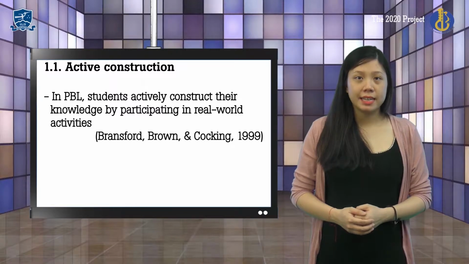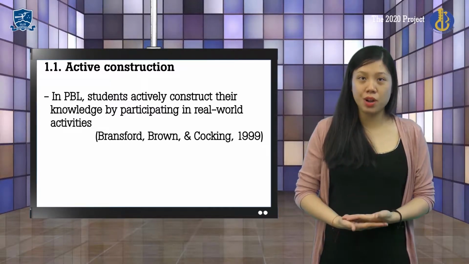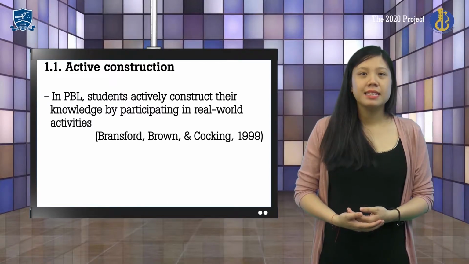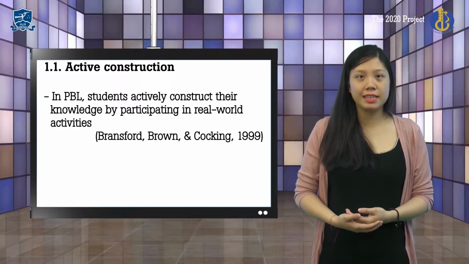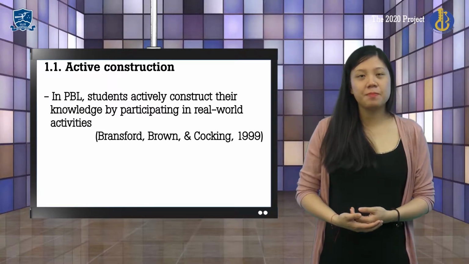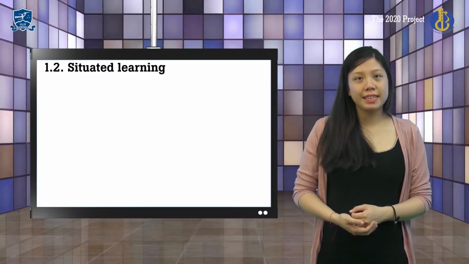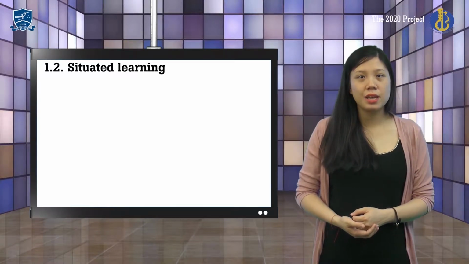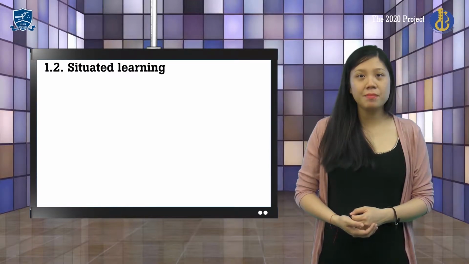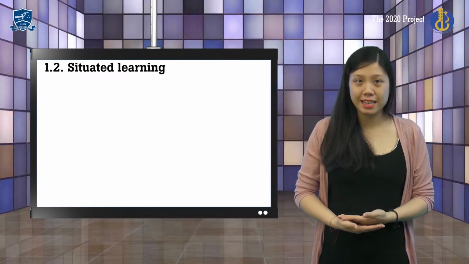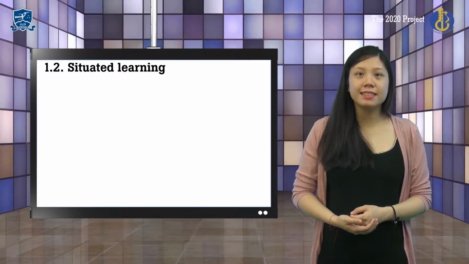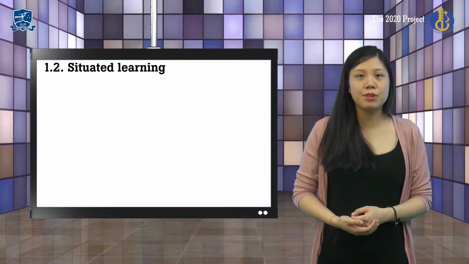In project-based learning, students actively construct their knowledge by participating in real-world activities, similar to those that experts engage in, to solve problems and develop artifacts. Situated learnings. Learning science research has shown that the most effective learning occurs when the learning is situated in an authentic, real-world context. In some scientific disciplines, scientists conduct experiments in laboratories.